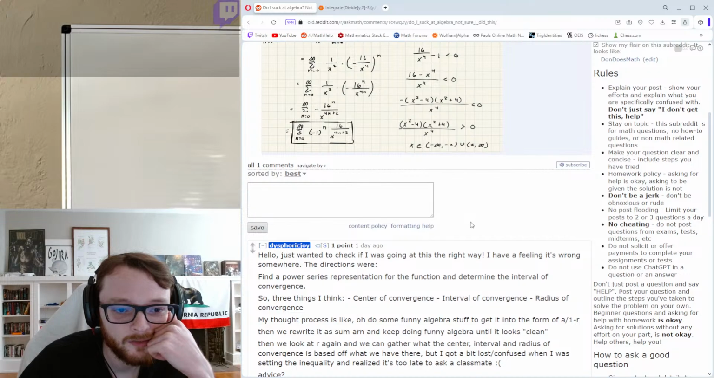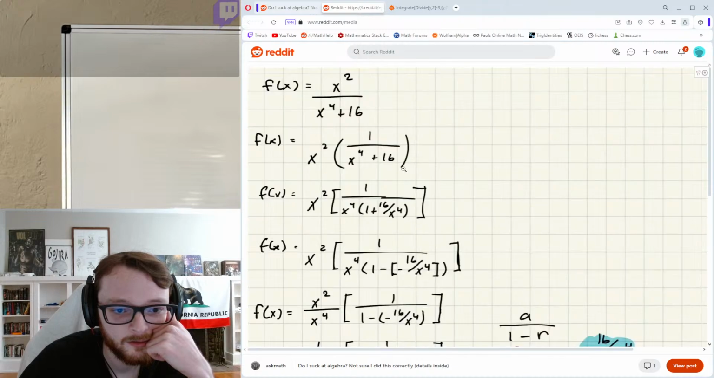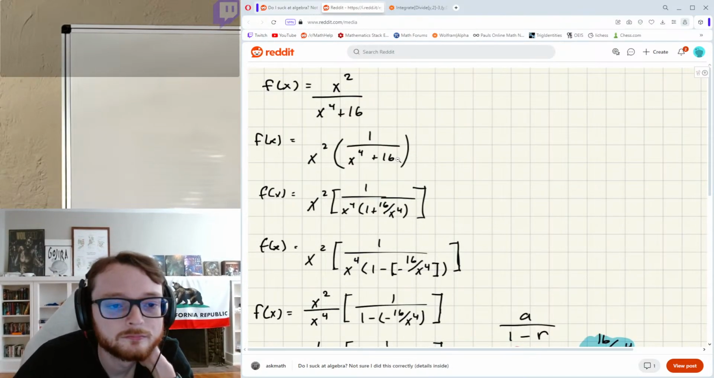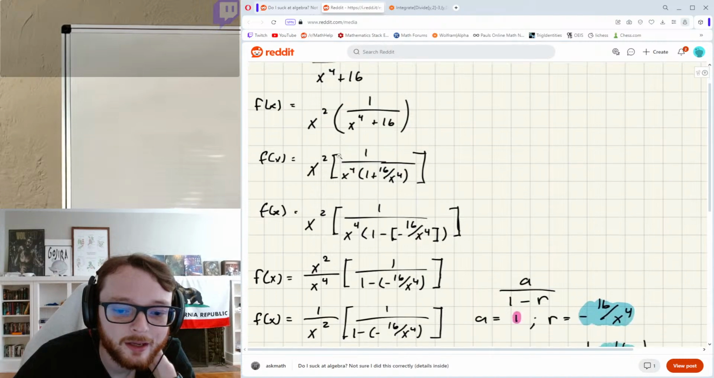They got confused when setting the inequality. Alright, so let's take a deeper look at this. I think they used the right technique here. Bring the expert out front. I mean, I guess it could even be your A.